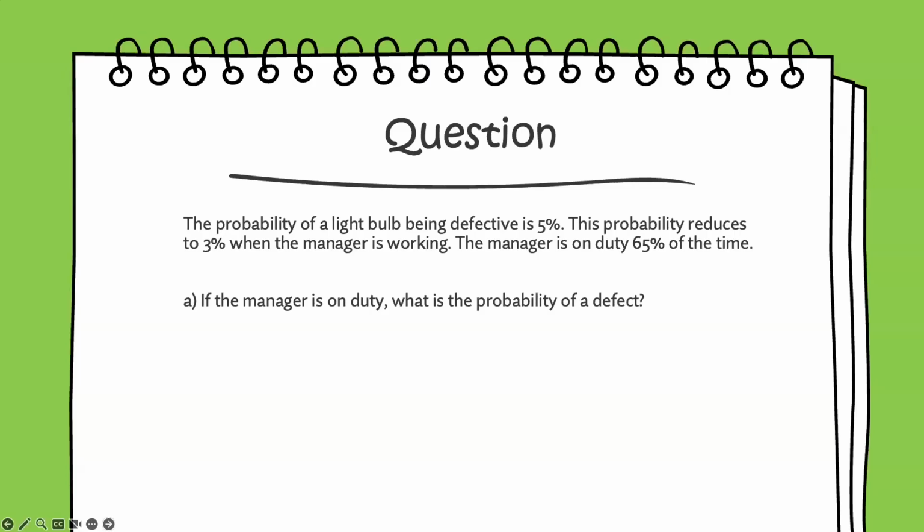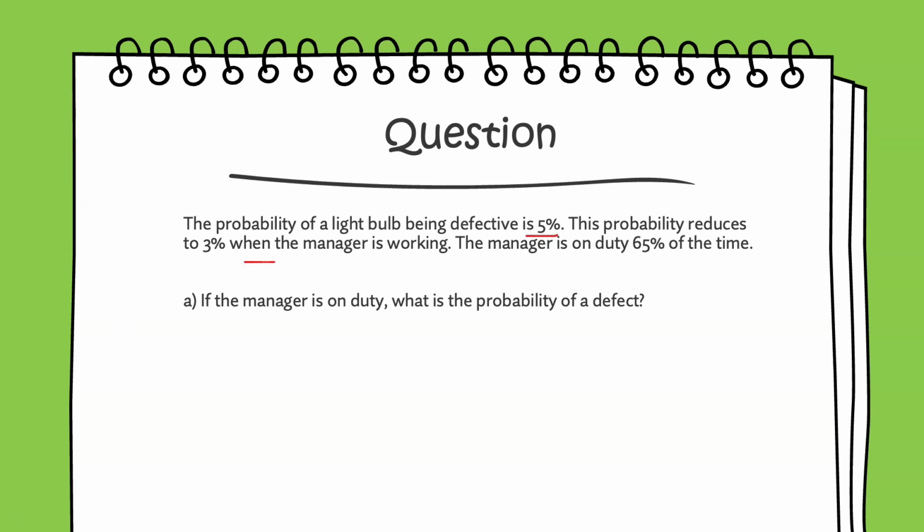Okay, so I've got an exam question here, and this involves conditional probability. If we remember, conditional probability refers to finding the probability of an event given that we already have a condition, or given that something has already occurred. If you read this question, the probability of a light bulb being defective is 5%. This probability reduces to 3% when the manager is working.